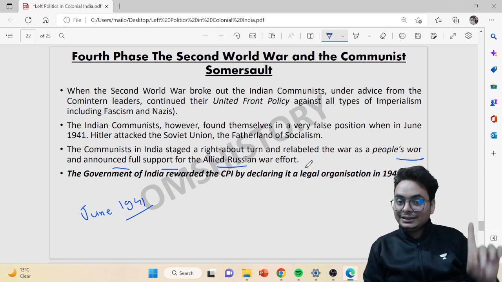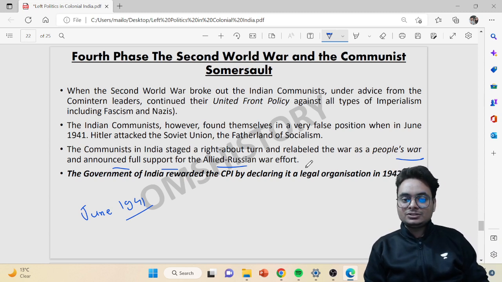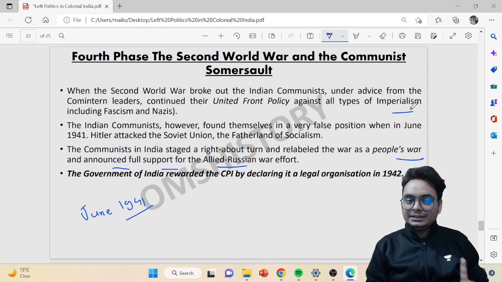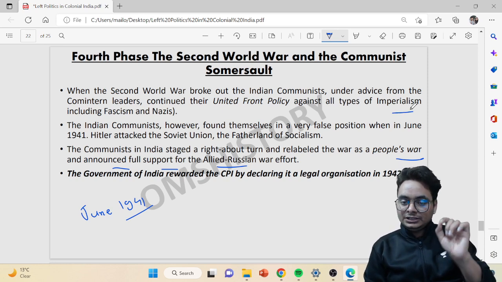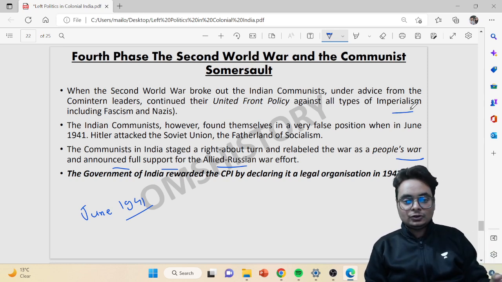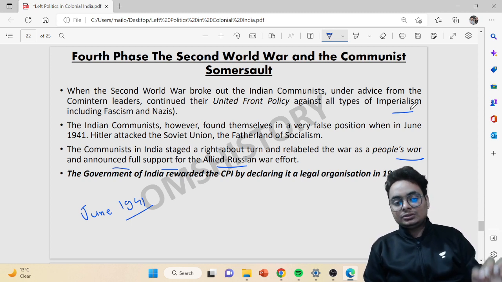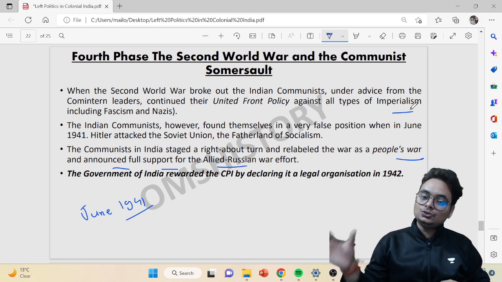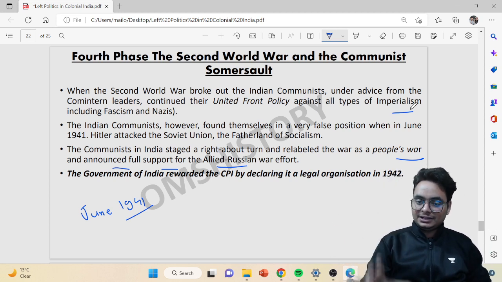What happened? Earlier, when the World War started, they were not supporting it because they were saying that this World War is basically an imperialist war, and we do not need to support it. We are against any form of imperialism, including fascism and Nazism. But when Hitler attacked Russia, and Russia joined forces with America and Britain.